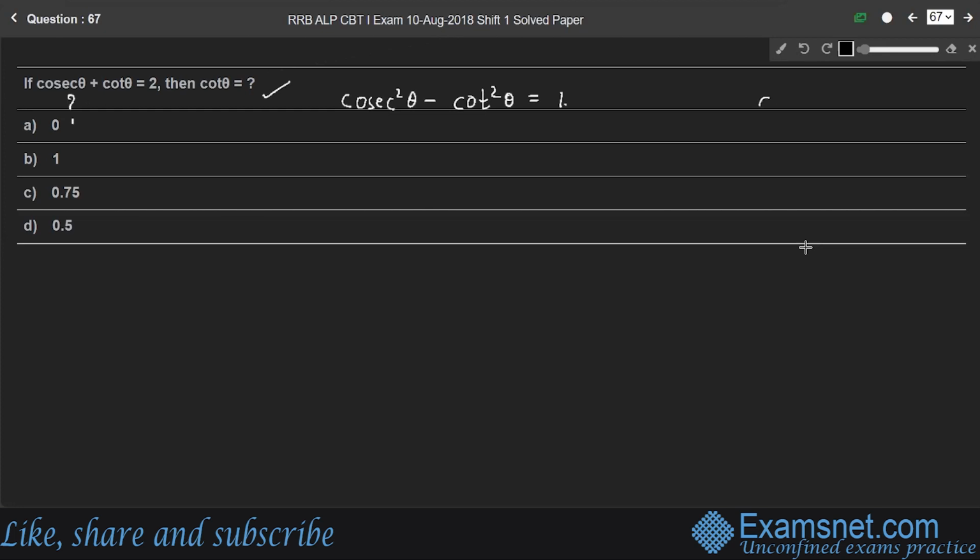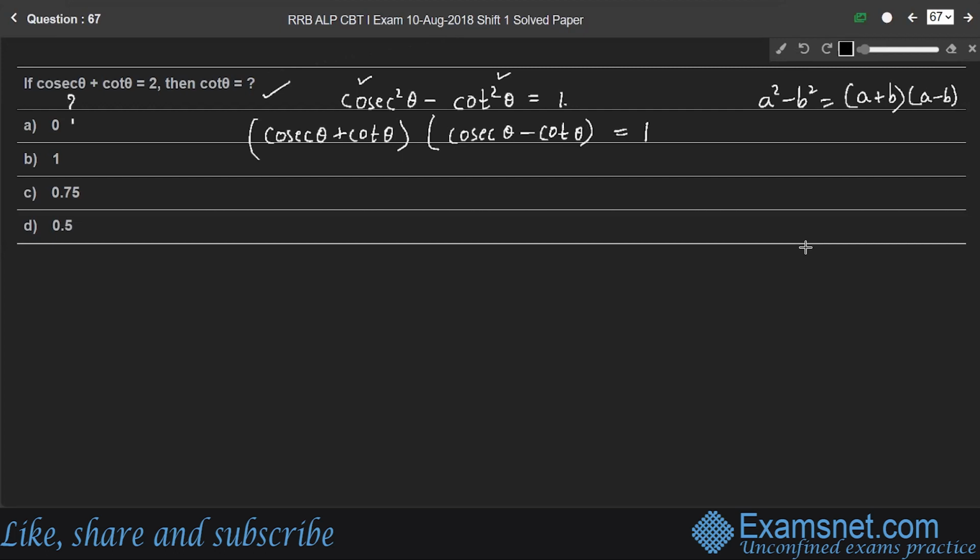So which is in the form of a square minus b square, right? We all know that a square minus b square is a plus b into a minus b. Use the same identity here. A is cosecant theta, b is cot theta, right? Therefore, it becomes cosecant theta plus cot theta into cosecant theta minus cot theta, which is equal to 1.